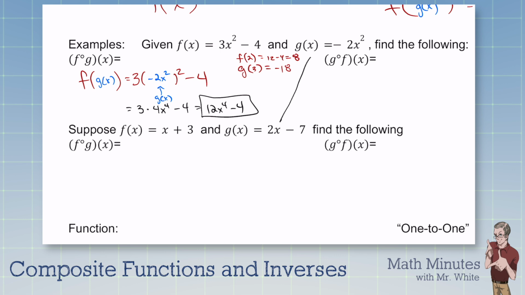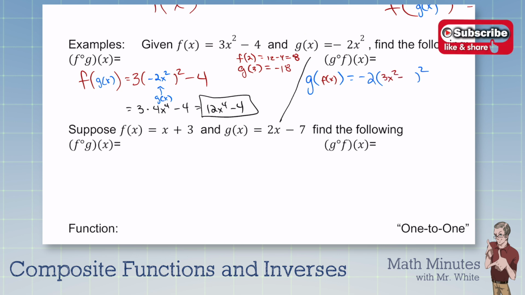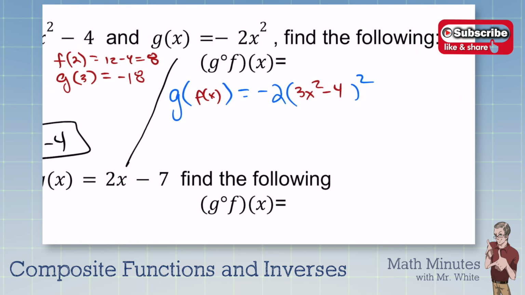Now, vice versa over here on the right, we're going to go backwards now. We're going to take our g function and we're going to put f inside the g function. So let's do that. We'll start with the g function is negative 2 times the input squared. That's what this says that the g function does. And inside there, we're going to put 3x squared minus 4.